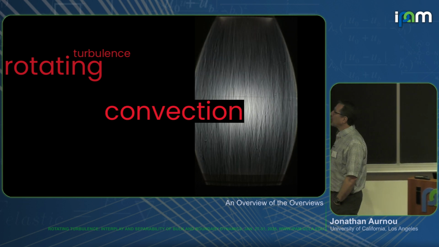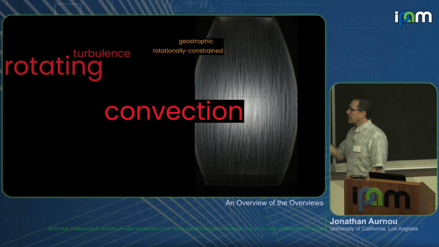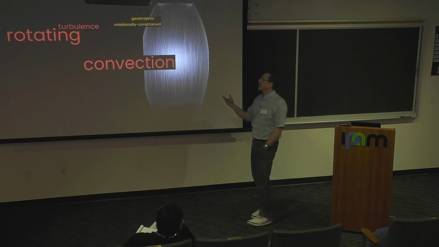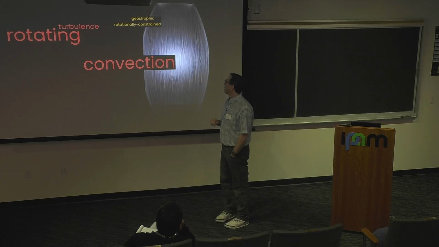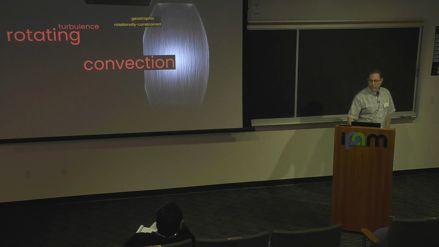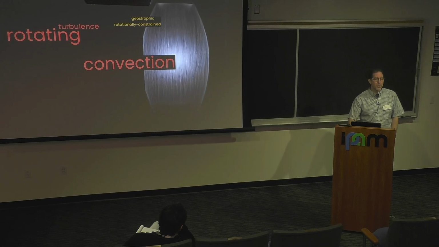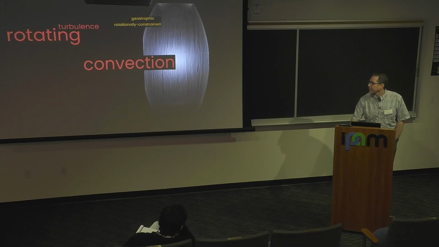Maybe this is rotating turbulence. And sometimes you'll see people talk about quasi-geostrophic turbulence or geostrophic turbulence or rotationally constrained turbulence. That's roughly what we're looking at here. The Reynolds number is well over 10 to the 4. Rossby number is about 10 to the minus 2. So it's turbulent, but it's turbulence dominated by rotation.